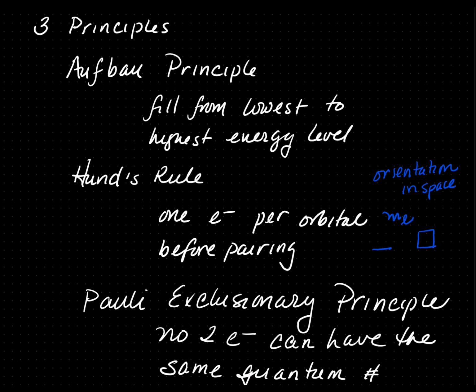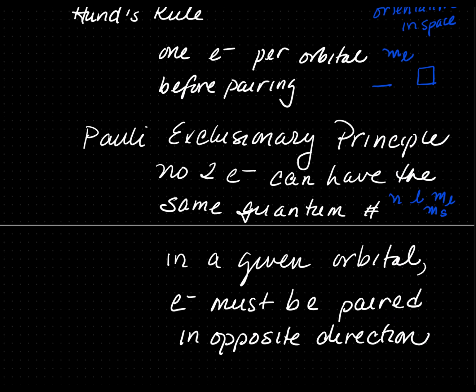The last rule we follow is called the Pauli exclusion principle, which states that no two electrons can have the same quantum numbers. So this is the n, l, m subscript l, and m subscript s in a given orbital. Because no two electrons can have the same quantum numbers, the electrons in the orbital must be paired in opposite directions. And this is why m_s has two values. It could be +1/2 or -1/2.